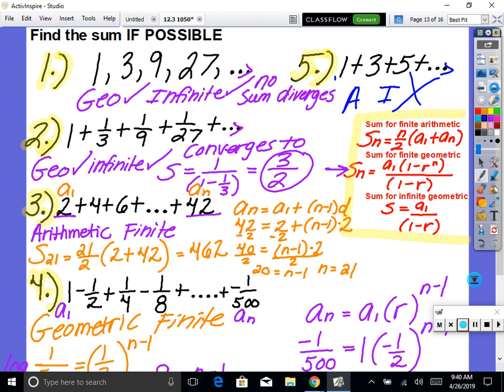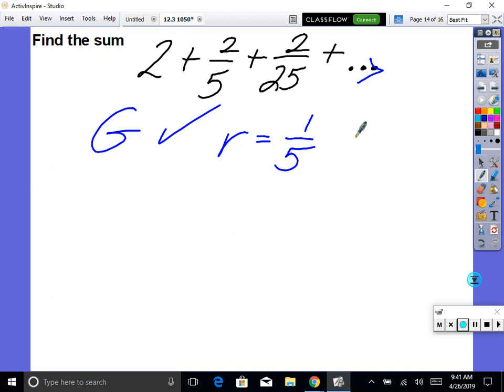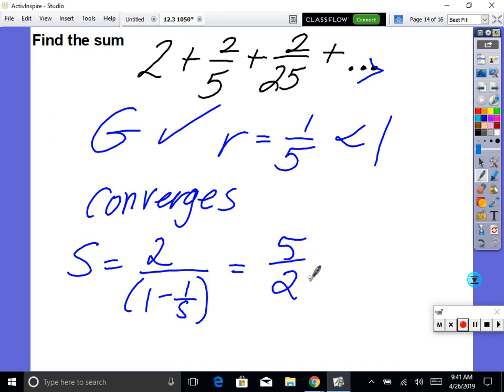Last two examples are quick, too. Find the sum. This is like on the test. So, is it arithmetic or geometric? Geometric. Okay, so you can find the sum if it's infinite sometimes. Can we on this one? What's our r? 1/5. Isn't 1/5 less than 1? So, it converges. And then isn't that the nice formula? The sum is equal to a sub 1 over 1 minus 1/5. So that would be what? You got 5 halves? Sweet.